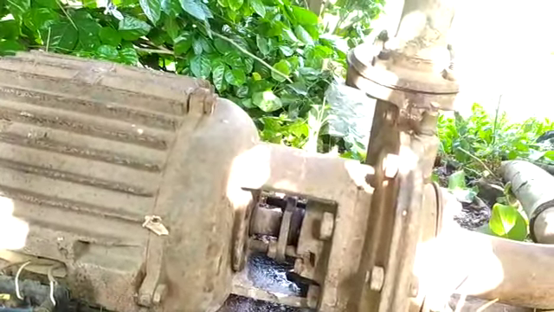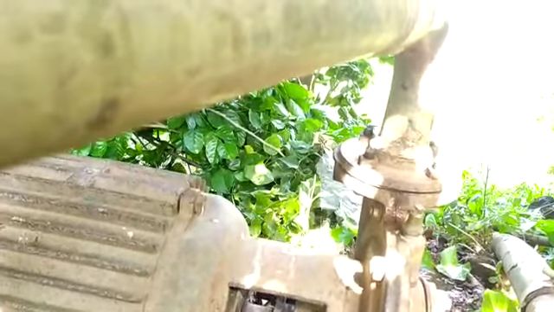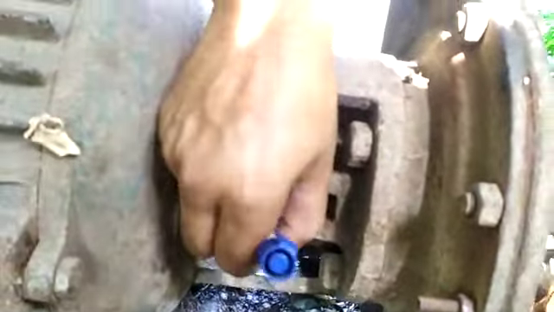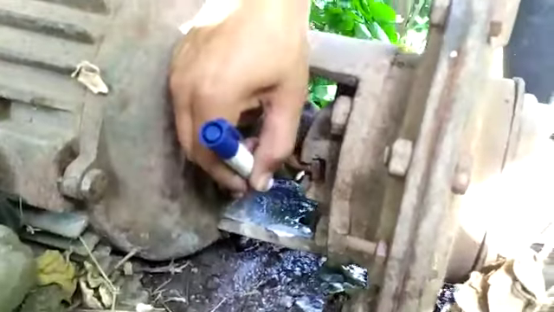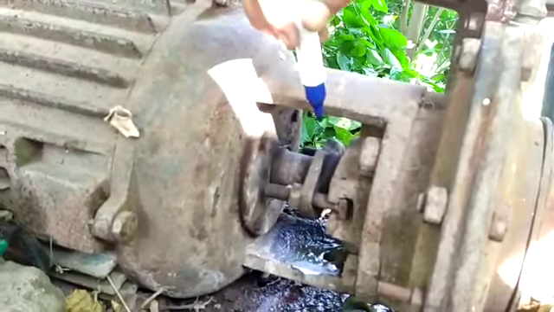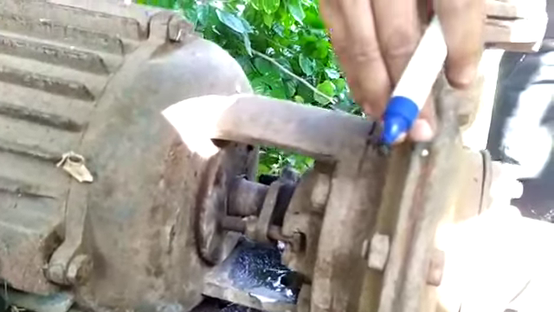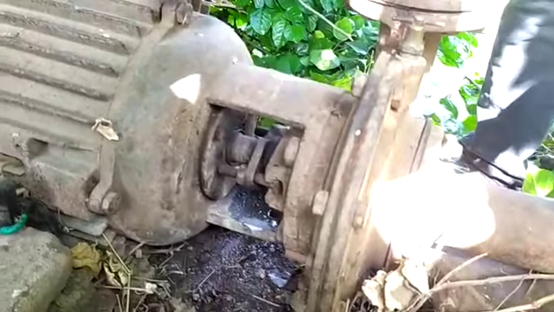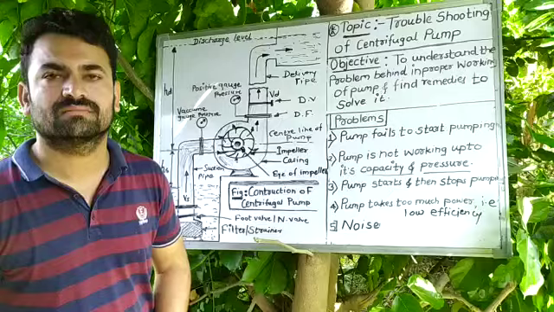This is the remedy for the same. The third important reason is that the shaft may be bent. This is a shaft. The shaft may get bent, and due to this the impeller may run against the casing and wear out, and this may cause the problem. So we have to replace the worn out part. This is the remedy for the same.